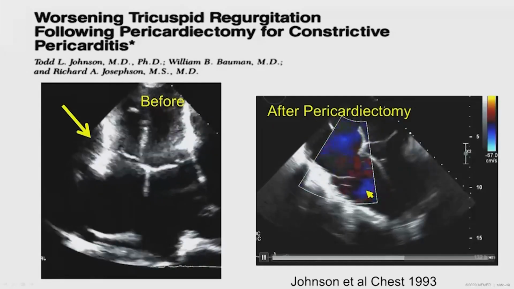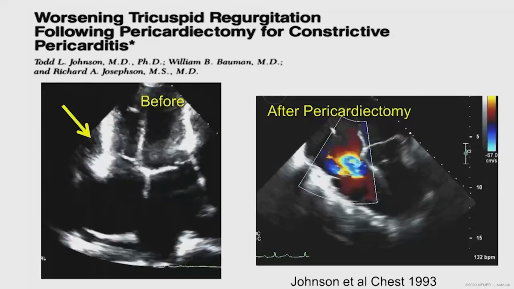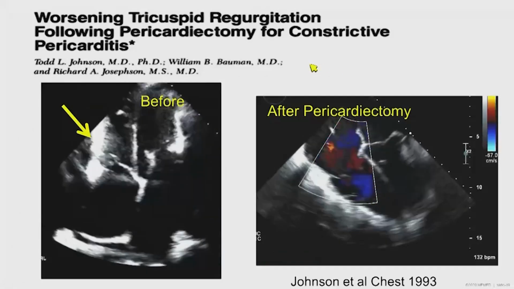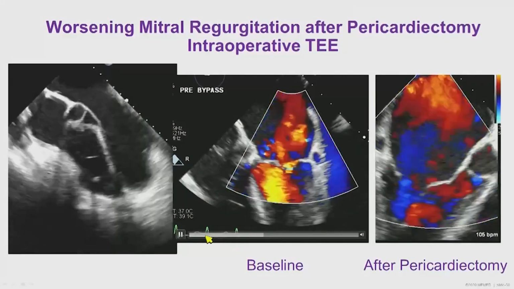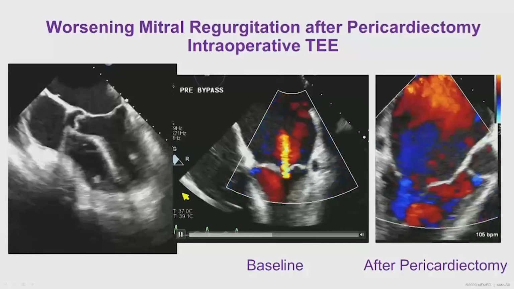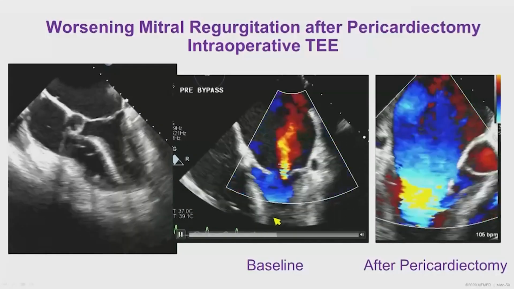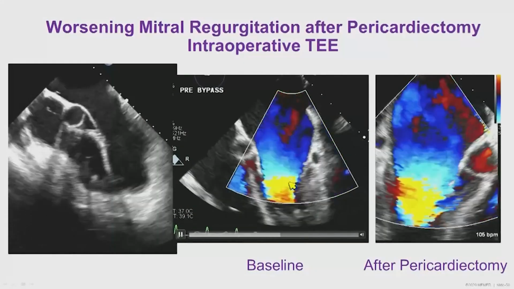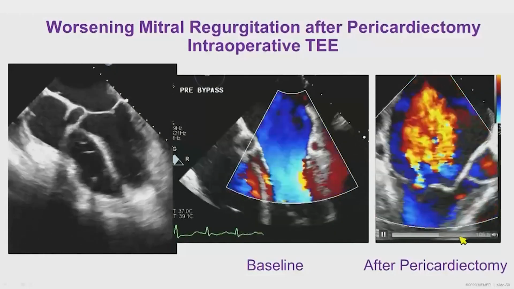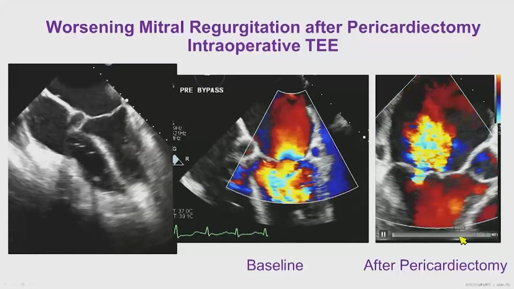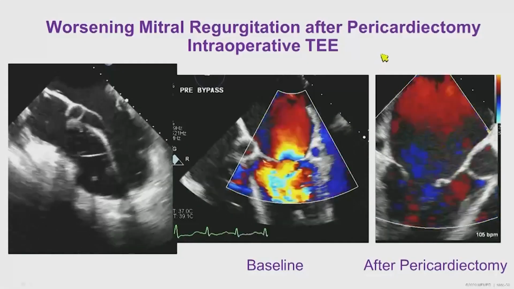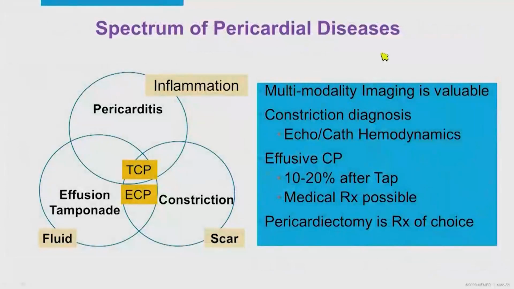So we have to make sure we do intraoperative transesophageal echocardiography in patients undergoing pericardiectomy. And this is a patient actually also having some indentation in the left side chamber. And this is a baseline of mild mitral regurgitation, but after pericardiectomy it became severe, and they had to do mitral valve repair. So we have to really pay attention to the AV valve regurgitation after pericardiectomy.